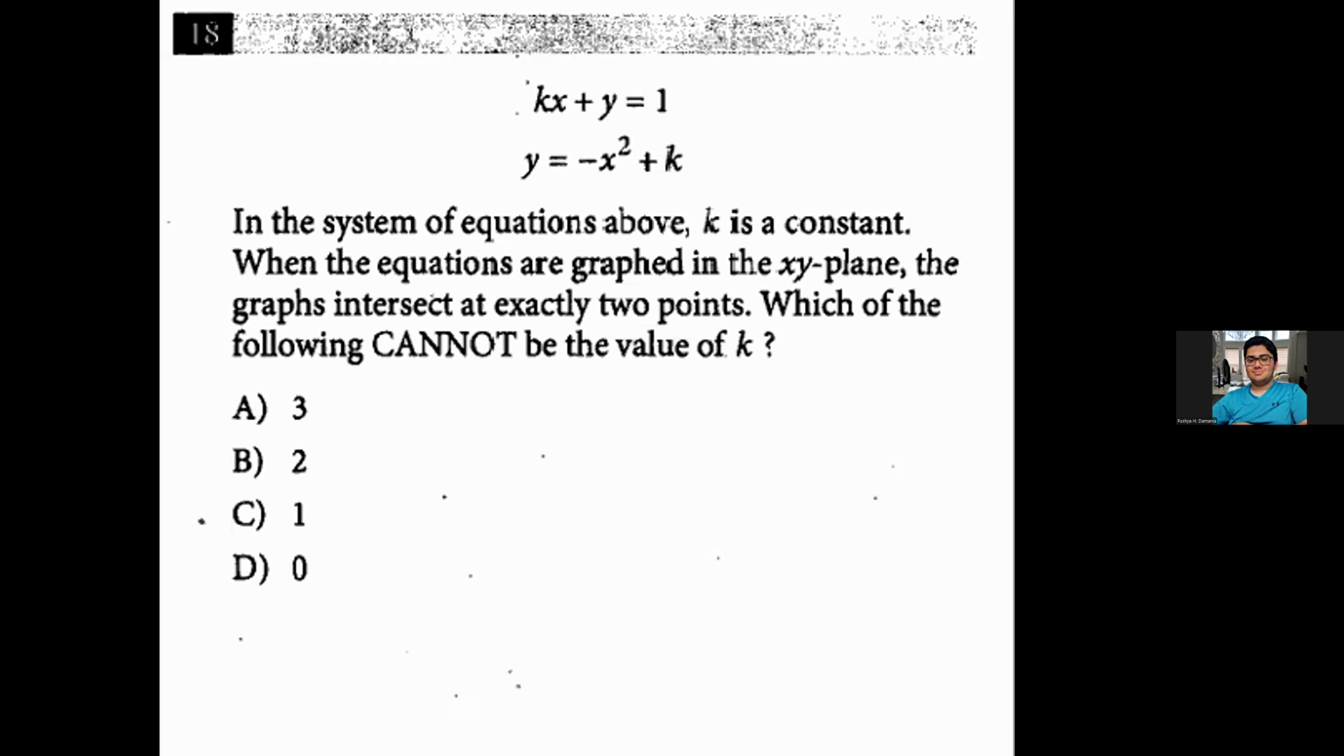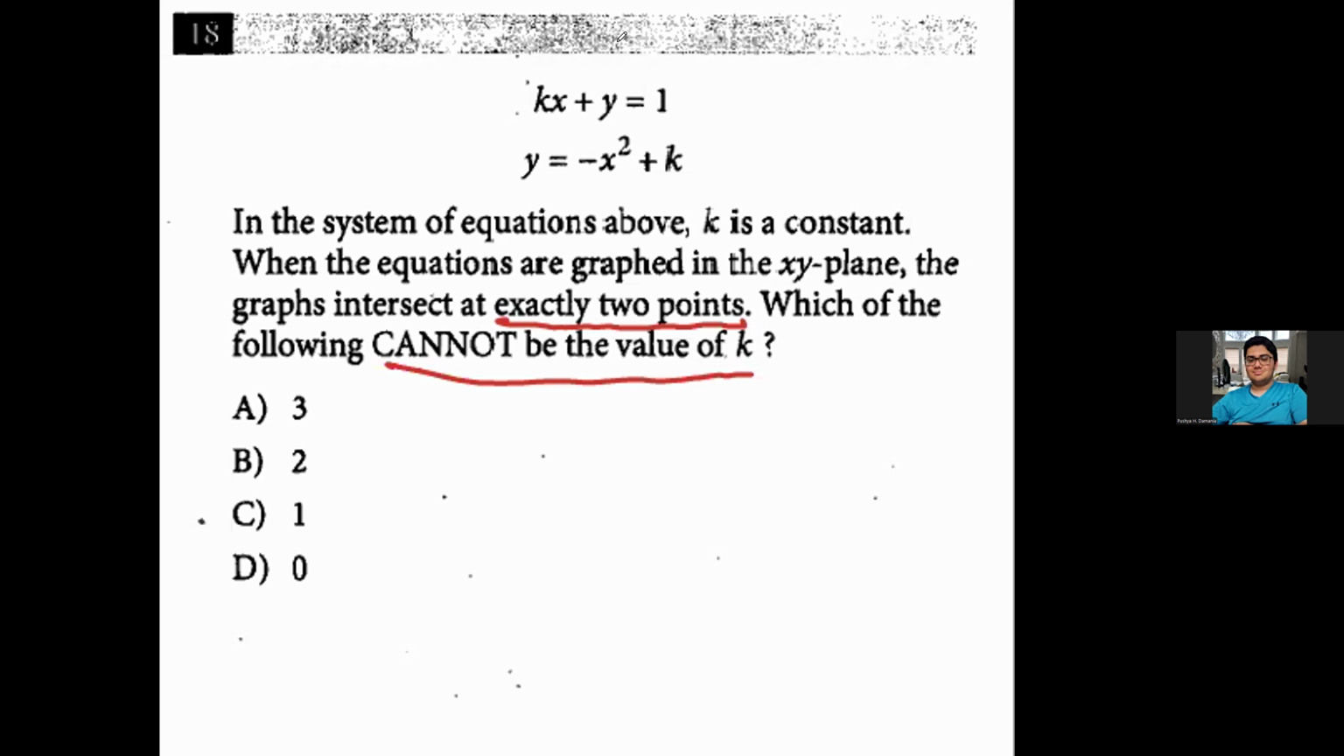Okay, so for question 18, we're given two equations, and we're told that they intersect at exactly 2 points. Which of the following cannot be the value of k? It doesn't explicitly tell us to find the value of k, so that makes this problem a lot easier. One way you could do this is graph all of these different values of k and see which ones intersect. I'm not going to do it that way. I'm just going to plug it in.